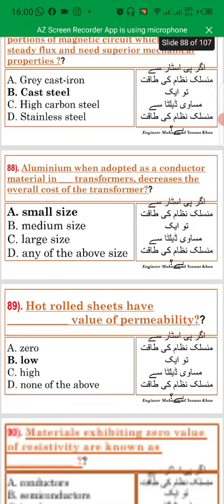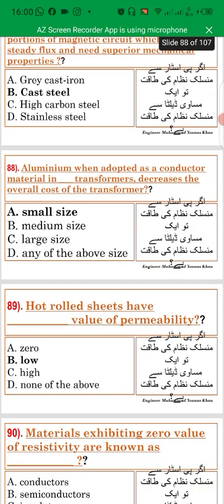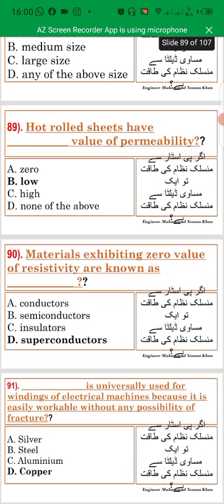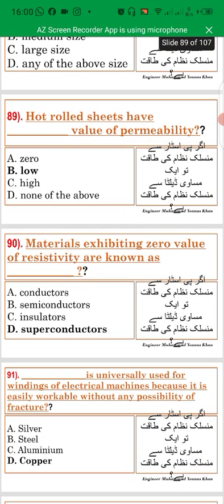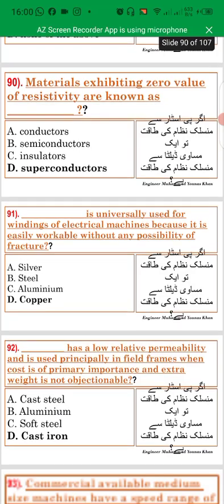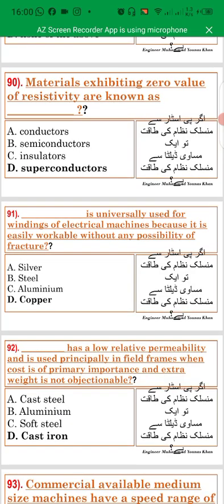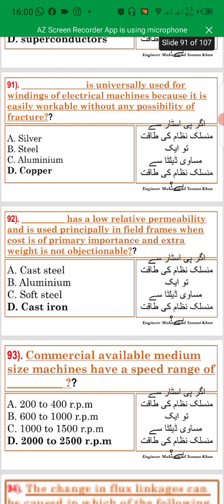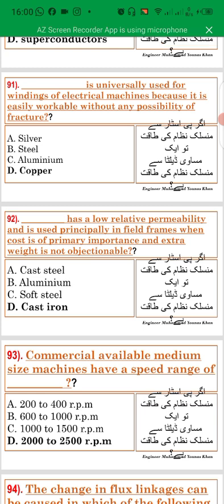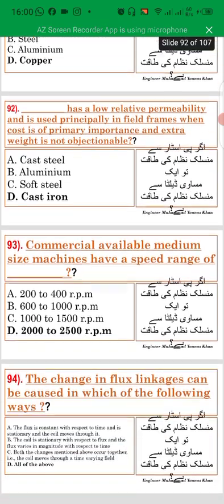Cast iron is extensively used for those portions of the magnetic circuit which carry steady flux and need superior mechanical properties. Aluminum, being adopted as a conductor material in small-size transformers, decreases the overall cost of the transformer. Hot tools should have low value of permeability. Materials exhibiting zero value of resistivity are known as superconductors. Copper is universally used for winding of electrical machines because it is easily workable without any possibility of fracture.